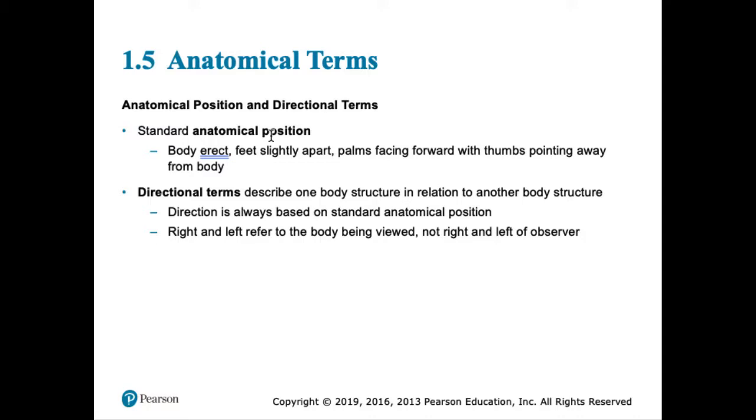So if I'm telling you to locate something on the body, you have to look for it based on anatomical position. Not the way something is pointed in a different direction, but look at it where it is in anatomical position. Right and left always refer to the body that's being viewed, not the right and left of the observer. So remember, we're looking at this in standard anatomical position, and you're looking at this as the body that is being viewed. This is very complicated for some students.